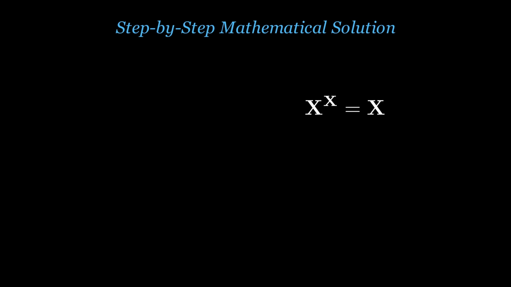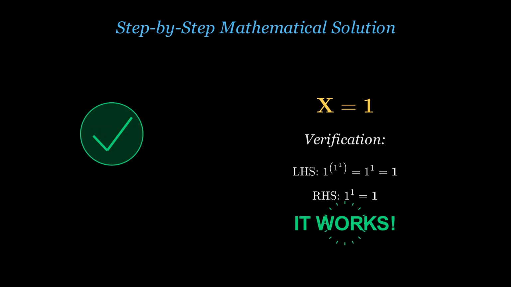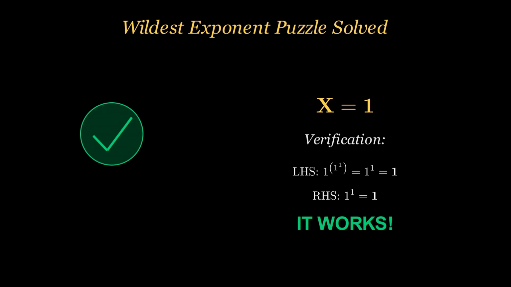If x to the x equals x to the first power, the exponents must match. x equals 1. Let's check it. 1 to the power of 1 to the power of 1 is 1, and 1 to the 1 is 1. It works. The wildest exponent puzzle solved.